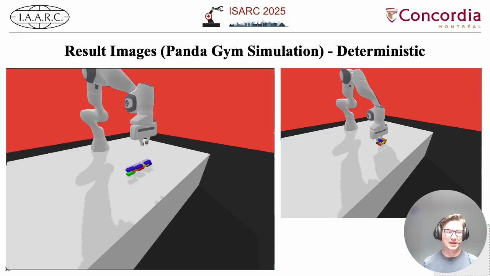Whereas using a deterministic policy, or deterministic actions, I should say, we are able to build both the tower and the wall, and we are able to achieve the goals of being able to create these objects with a very high success rate and repeatable.